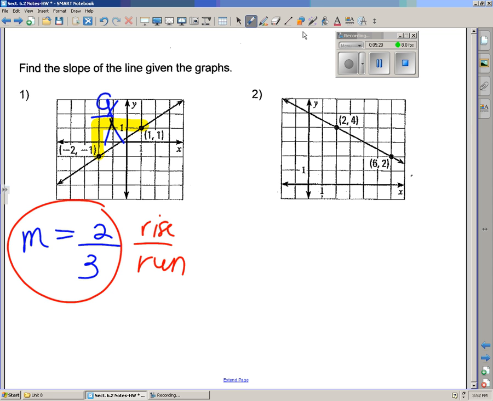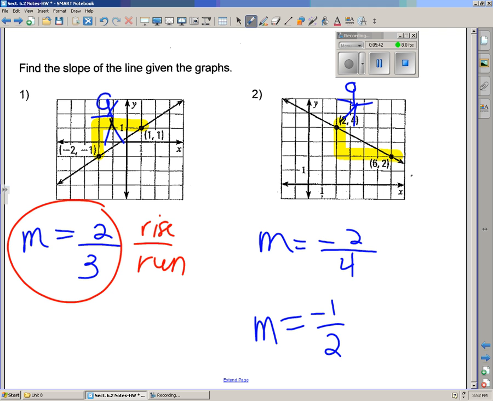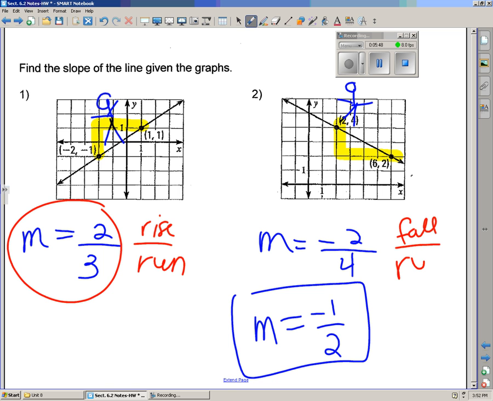If you look at number 2, from left to right, here's a hill I'd be going down. So I wouldn't be rising anymore, I'd be falling. But if I trace my path, my leftmost point, down and over, what ends up happening is I'm going to be going down to -2, to the right 4. This simplifies to -1/2. We wouldn't call this rise over run because it's a negative slope. I'd fall over my run.